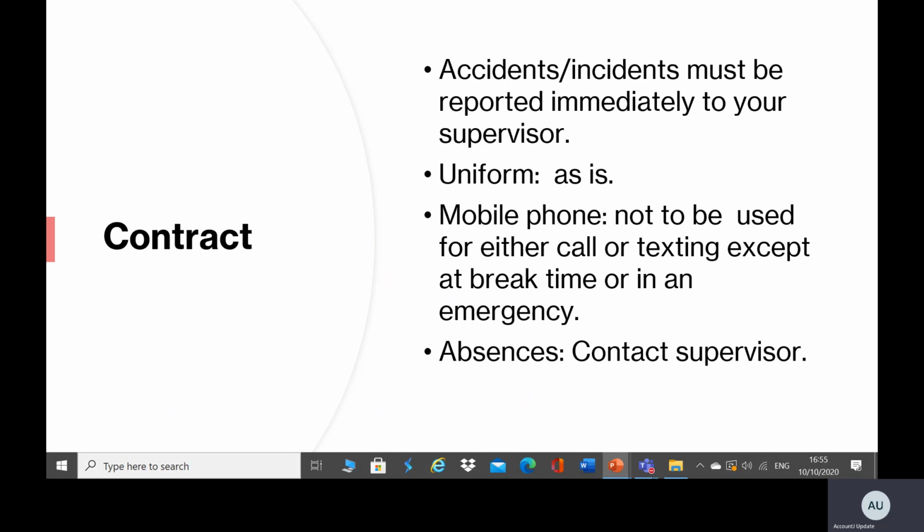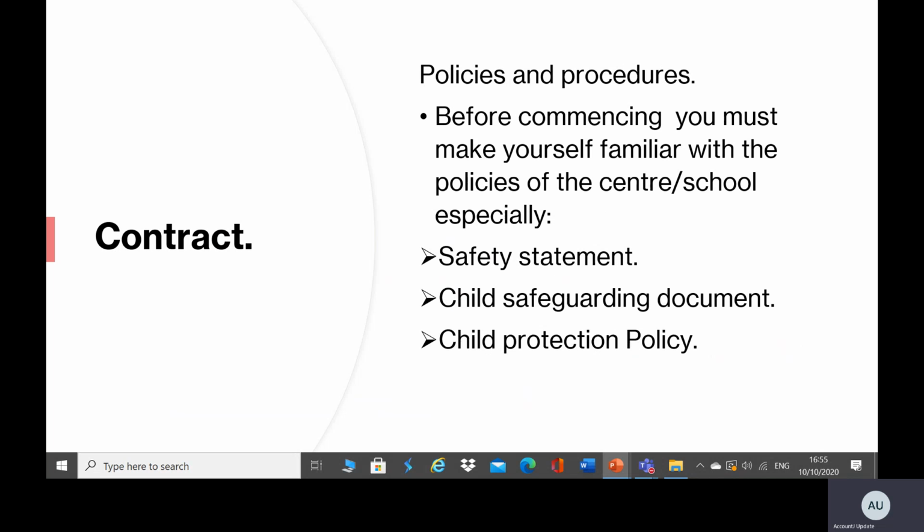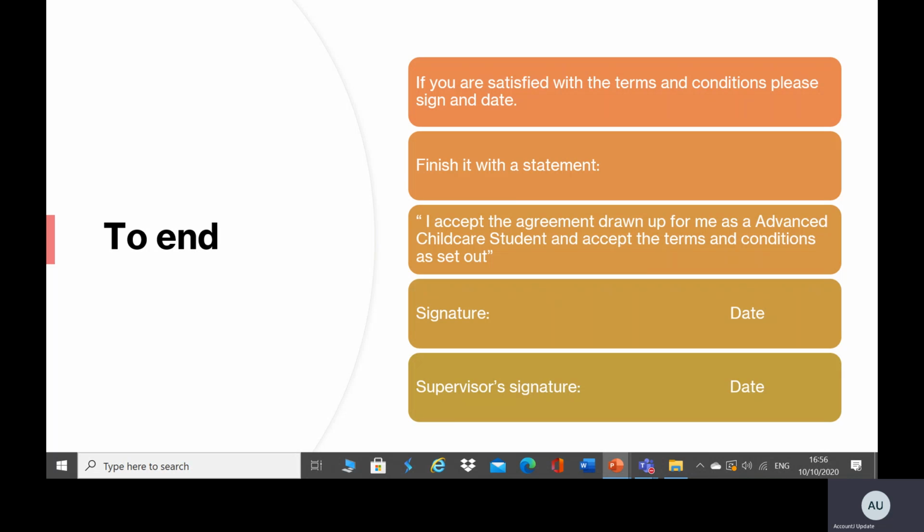You can put something like that. This is between you and wherever you are in your work experience. Policies and procedures: you will say, before I start, I will make myself familiar with the policies of the centre and the school, especially the safety statement, child safeguarding policy and child protection policy, and you better add in the GDPR and data protection policy as well. So add those two in there. I should have had them in, but add them in now.